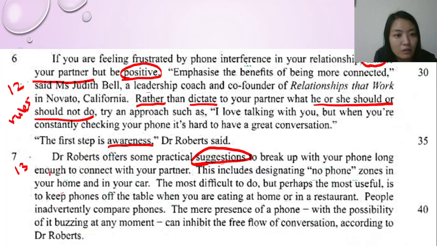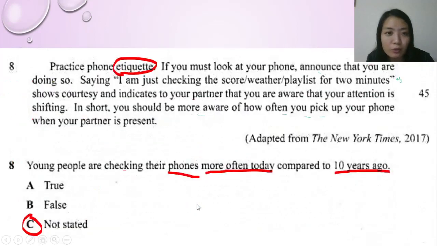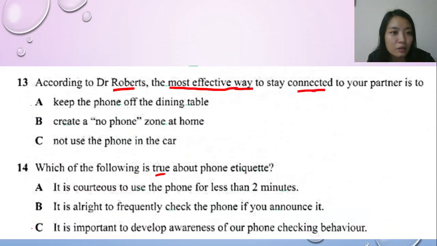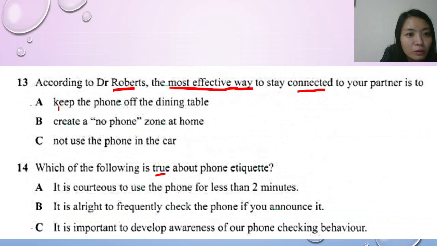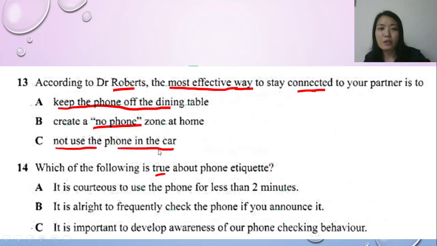Okay, Roberts offers some practical suggestions to break up with your phone long enough to connect. Okay, some suggestions. He said no phone zones in your home and in your car. Keep the phones off the table. Wait, we forgot to look at the question earlier. Keep the phone off the dining table. No phone zone. Don't use phone in the car. Also is mentioned what? Dining table, no phone zone, no phone in the car.